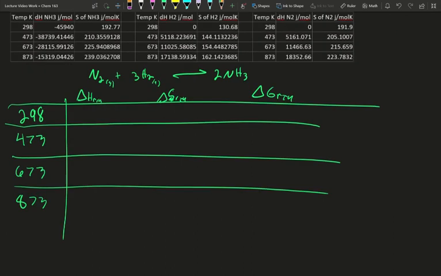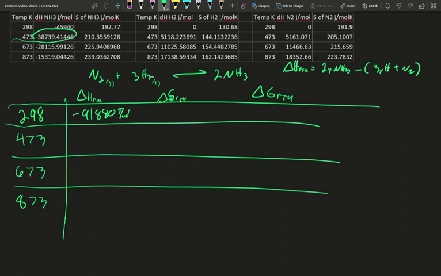So here's a quick data table. Let's calculate out the delta H of reactions. Remember that our delta H of reaction is going to equal the sum of our products, so 2 times the ammonia, minus the sum of the reactants. So that's 3 times the hydrogen plus the nitrogen. At our standard state, that's 0 for the hydrogen, 0 for the nitrogen, and negative 45 times 2, giving negative 91,880 joules per mole for delta H at standard temp.